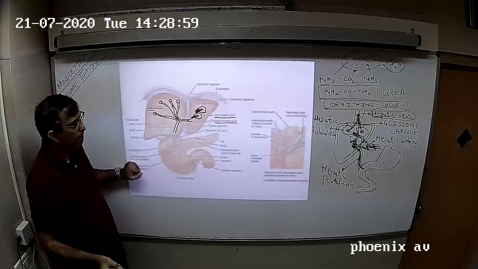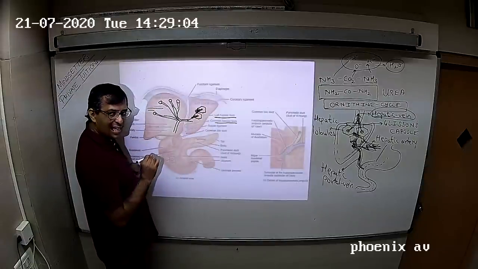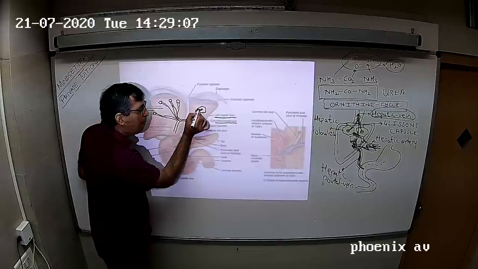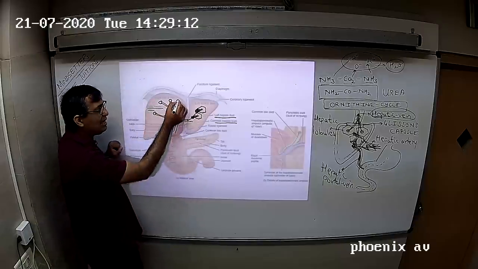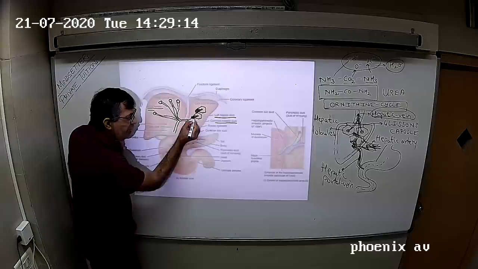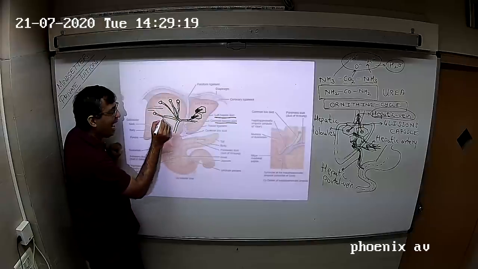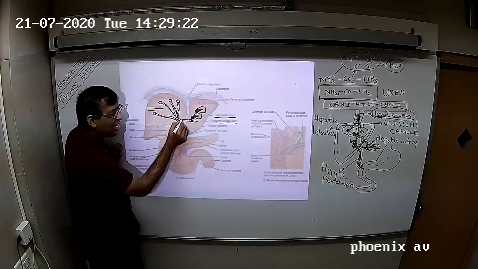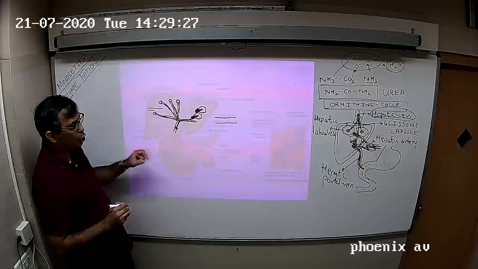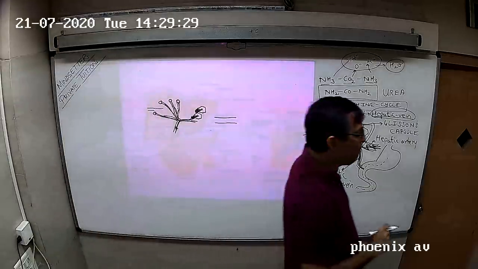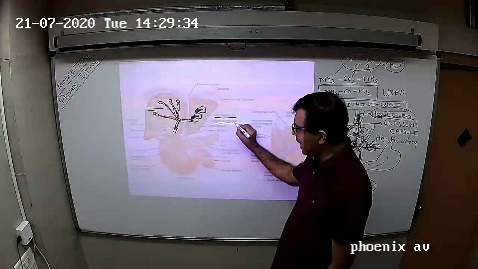So once again, bile has entered from liver cells, from the sinuses, by bile capillaries into the portal area. From portal areas, it has gone into the left hepatic duct and the right hepatic duct. And the left hepatic duct and right hepatic duct open to form a duct, which is called the common hepatic duct. So what is the duct formed called? The common hepatic duct.